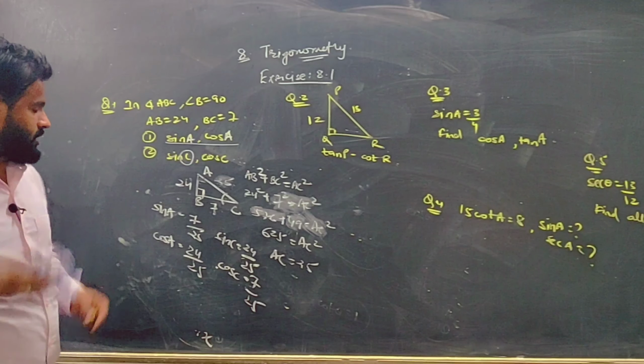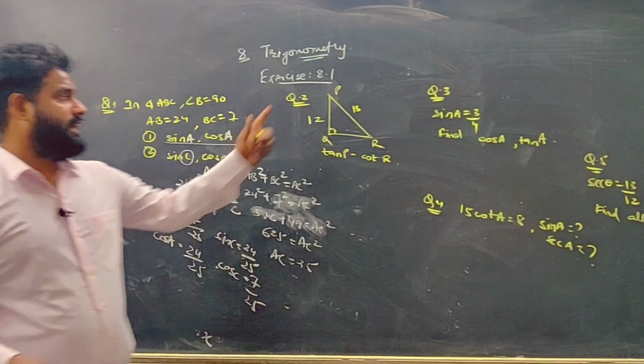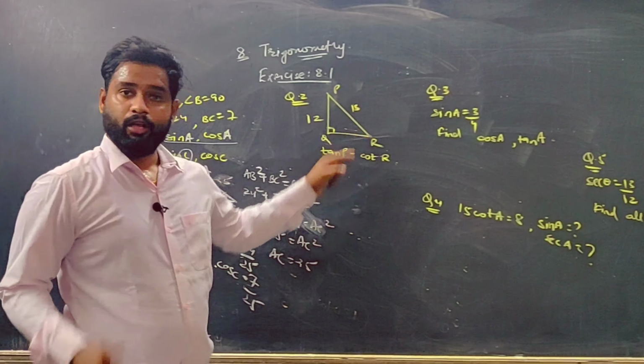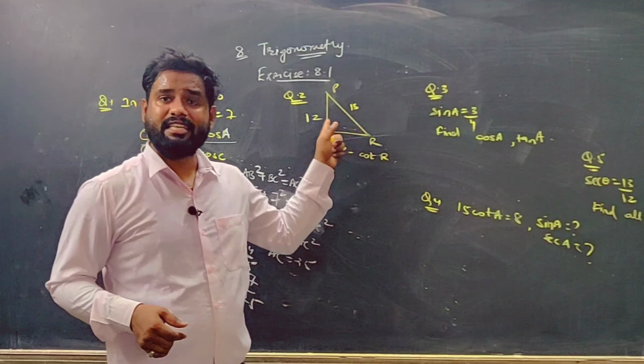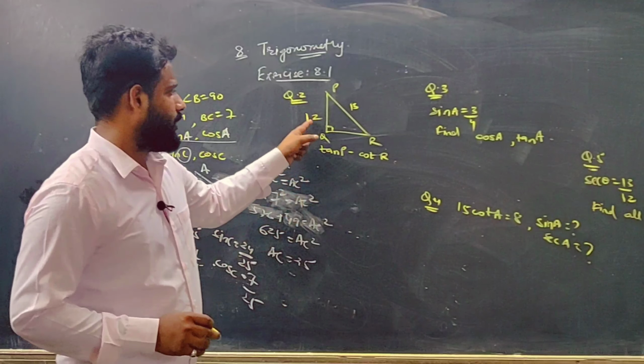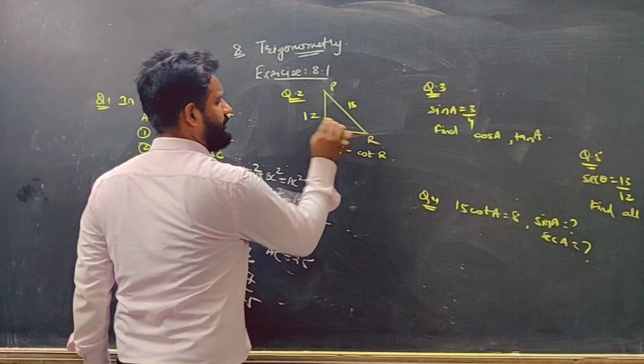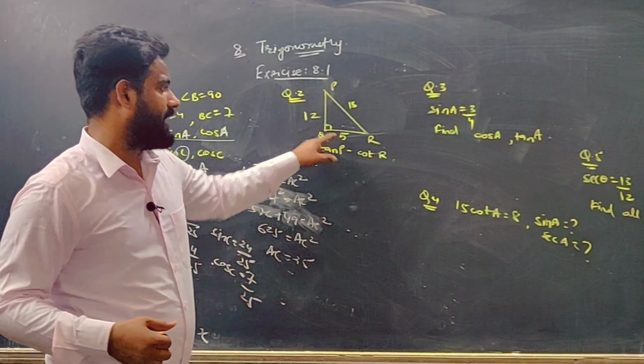Let us move towards question number 2. Now here, they have already given the diagram, they have given the values of PQ and PR. So again, you must have all the sides of the right angle triangle. Here you are having 12, 13. So by using the Pythagoras theorem, according to the triplet, I'll get 5 here.